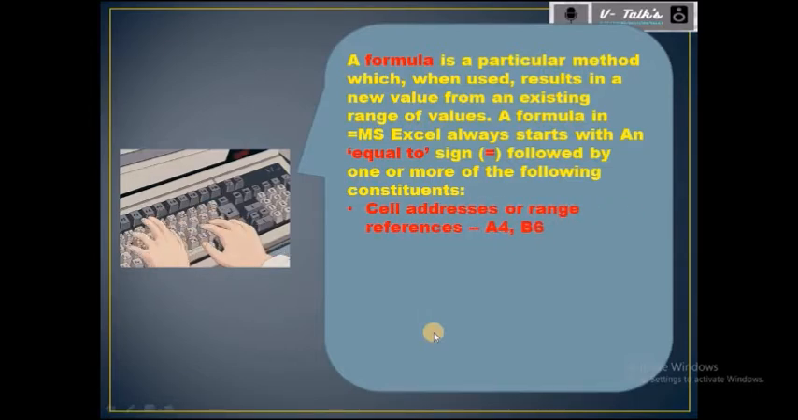Cell addresses or range references. So you already studied cell address, right? While creating a formula, you can use cell addresses or range references. Range means a group of cells. A group of cells also can be added together. Then what else can you use? Constant values, which can be numeric and text. Constant values means the values that do not change, like pi, 3.14. It will not change. Some formulas can be created for text also.